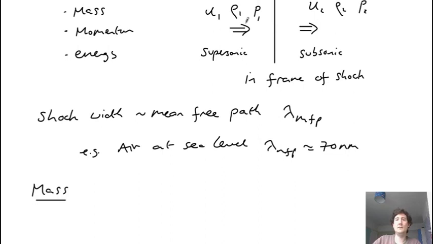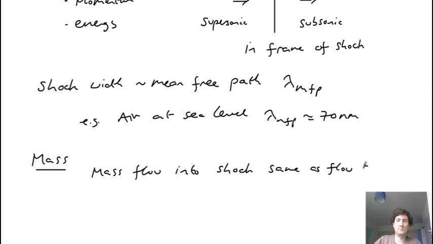and the way to see this is that whatever mass goes into the shock must come out, unless there's any kind of ionization or creation of mass in here. Essentially, we always have that the flow of mass into the shock is the same as the flow out. And so, of course, the easiest way to write this is just that rho 1 times U1, which is the flow into the shock, is just the same as rho 2 times U2.